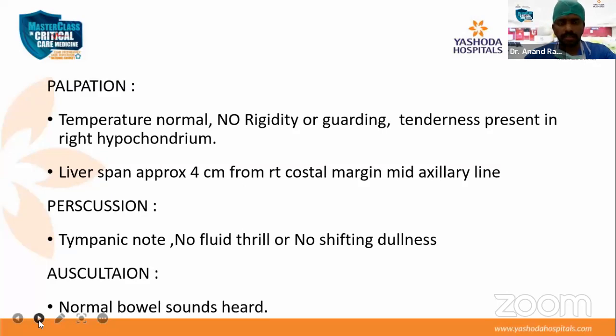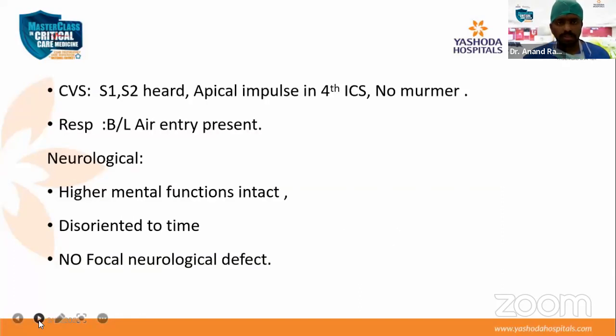Tenderness is present in the right hypochondriac region. Liver span is approximately 4 centimeters from the right costal margin in the mid-axillary line. On percussion, tympanic note, and no fluid thrill or shifting dullness. On auscultation, normal bowel sounds heard. Other systems: CVS, S1, S2 heard, apical impulse in the fourth intercostal space, no murmur, and bilateral air entry present. Neurological higher mental functions were intact, disorientation is present, and no focal neurological deficits.